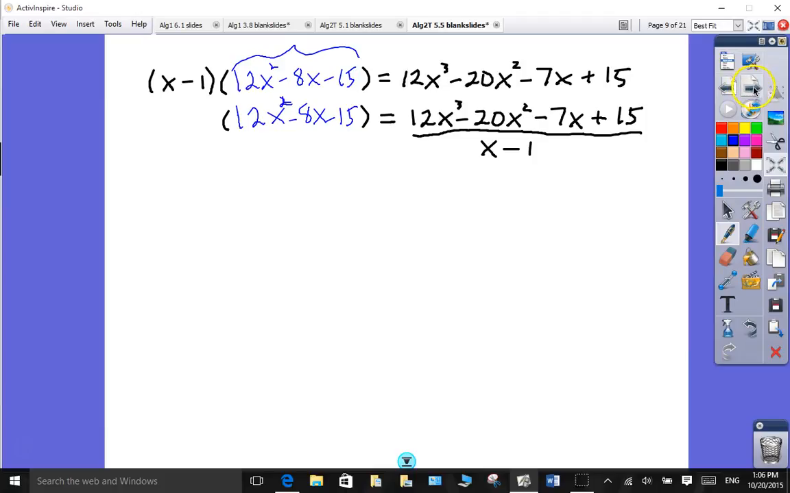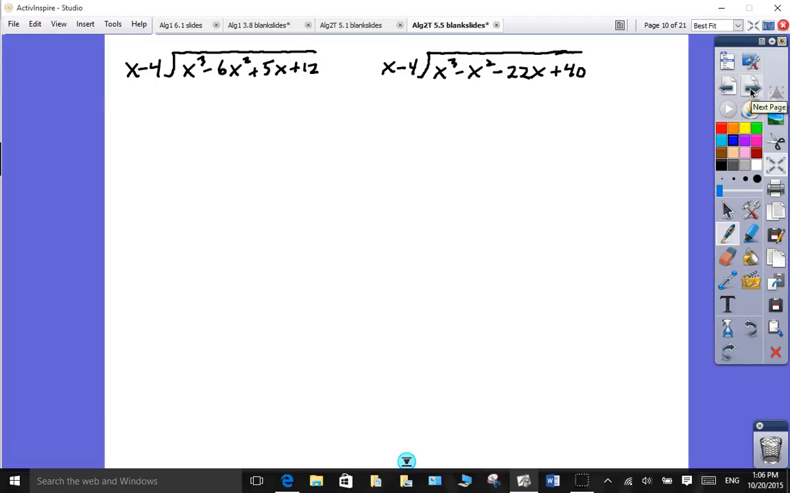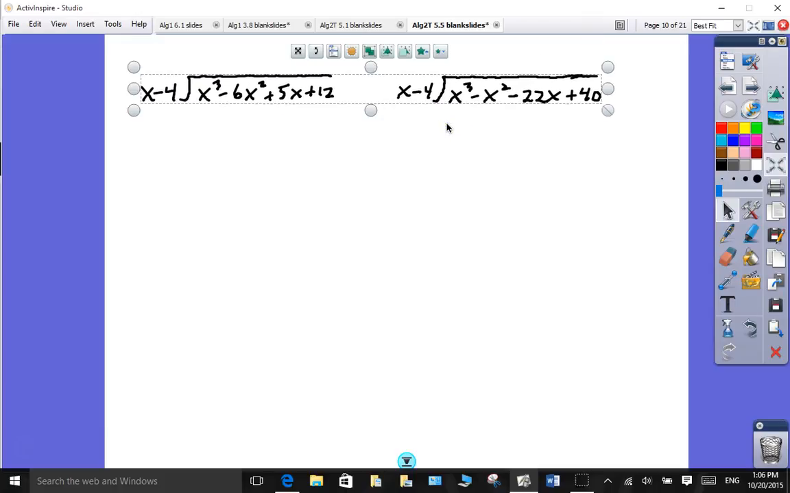So that's polynomial long division. I'm going to do the one on the left. I'm going to repeat the steps and show it, and then you're going to try to do the one on the right. Okay. So again, let me move this a little bit because I didn't leave myself much room.